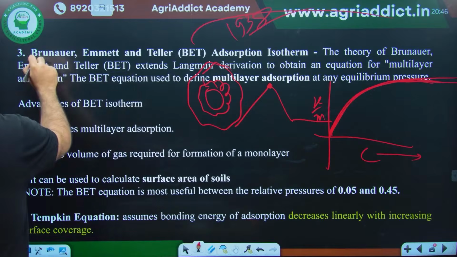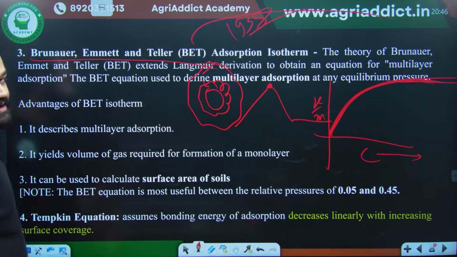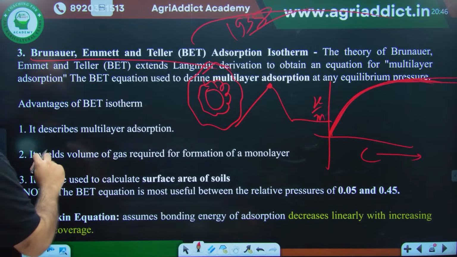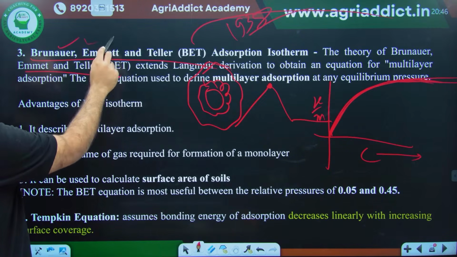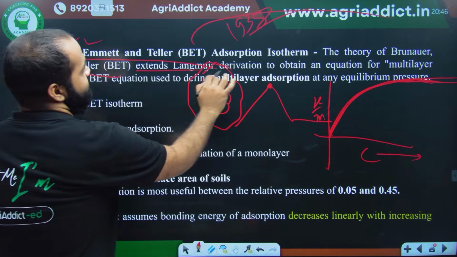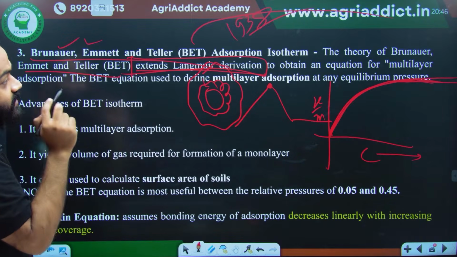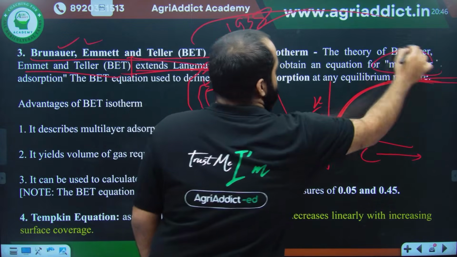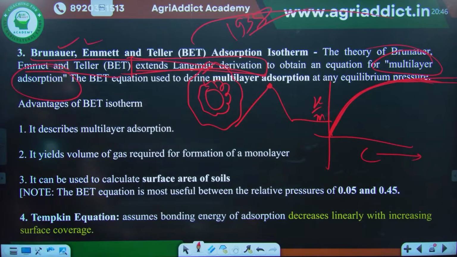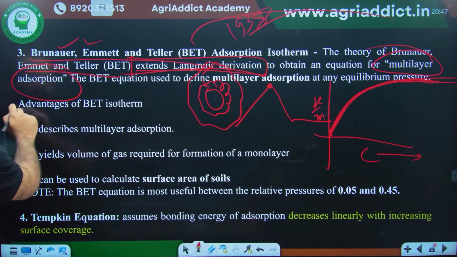Okay, coming to BET. BET में ज़्यादा कुछ पढ़ना नहीं है. BET is very tough. You have to remember only the keywords. So the theory of Brunauer, Emmett and Teller, you have to remember the names of the scientists. It extends Langmuir derivation. This is important. It extends Langmuir derivation to obtain an equation for multi-layer adsorption. This is the most important, BET के साथ multi-layer एकदम, it should be on your tongue, it should be on your lips. जब भी आए you just tell.